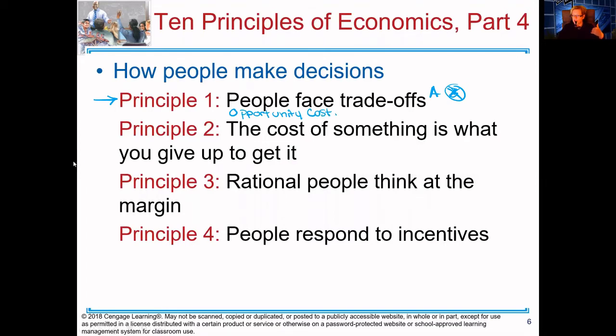The second one is the cost of something is what you give up to get it. Again, the idea of maximizing utility and that the benefit of that action outweighs the cost.